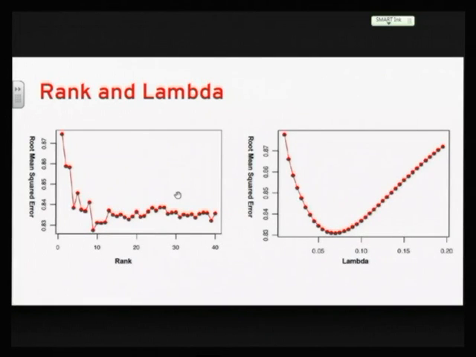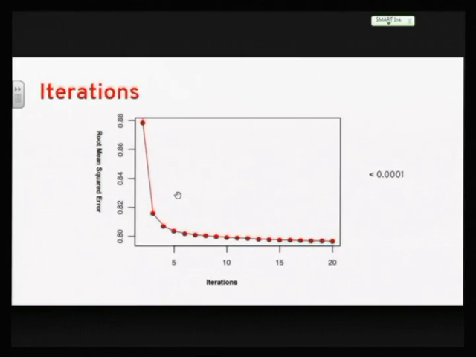What you can see here is what happens when we vary rank. Remember that was the number of features, and the root mean squared error. And over here we see lambda. So we pick a rank of 8 and a lambda of 1. And finally, iterations. The more you iterate, the better your results become, but you wouldn't want to iterate forever because that would take longer. So we implement a basic stopping rule: if the root mean squared error at iteration t is within 1,000 of the root mean squared error at t plus 1, we stop.